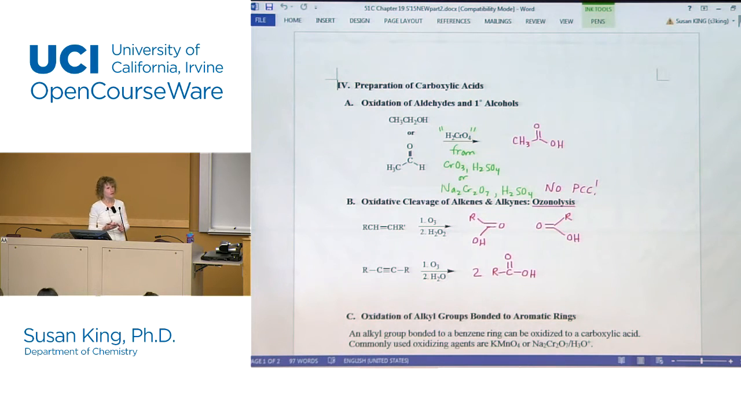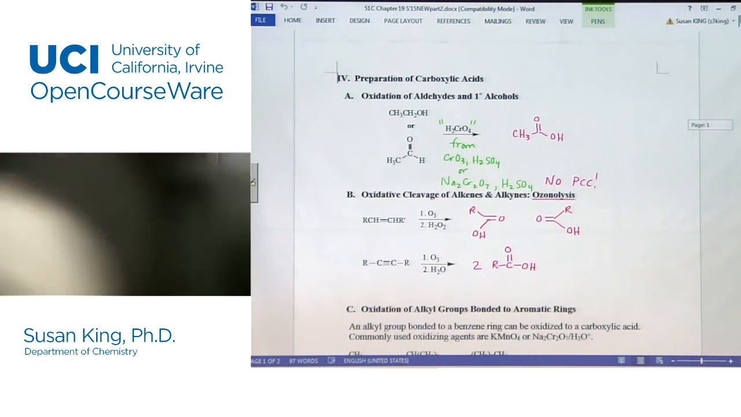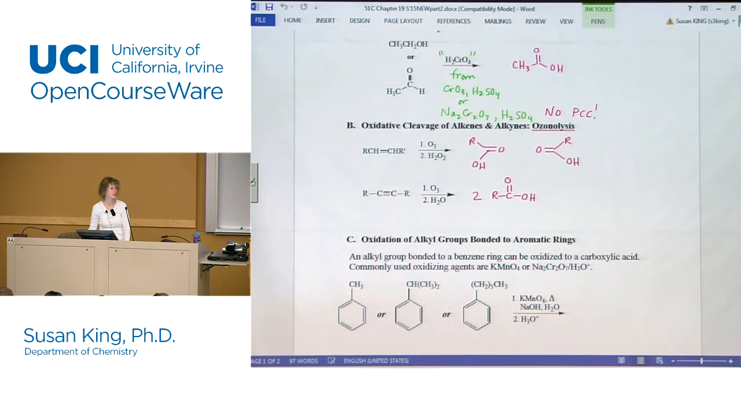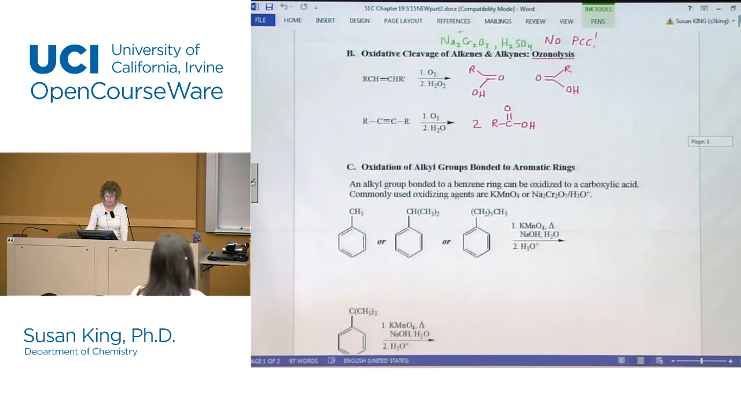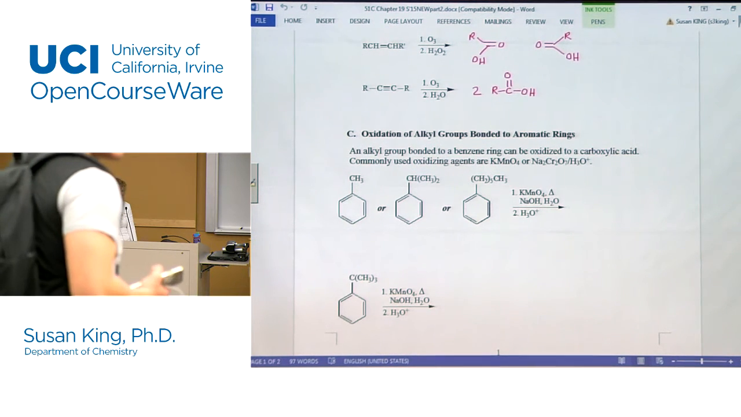We can do it by oxidation, so that would be from chapter 12. We can oxidize aldehydes with chromium reagents. We can also do oxidative cleavage using ozonolysis. That was also in chapter 12. And then in chapter 18, we talked about the fact that you can oxidize alkyl groups bonded to aromatic rings.